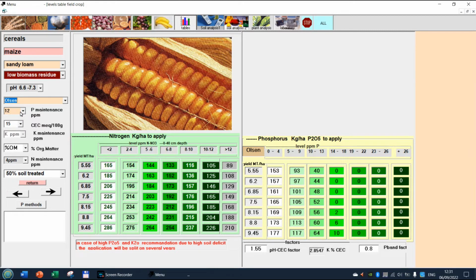And what we have here now, on the right, we have a table proposing different level of yields and different level of lab results, lab analysis following the Olsen in ppm. And based on it, we have a recommendation of how much P2O5 kilogram per hectare we have to apply, depending on yield and depending on the lab.